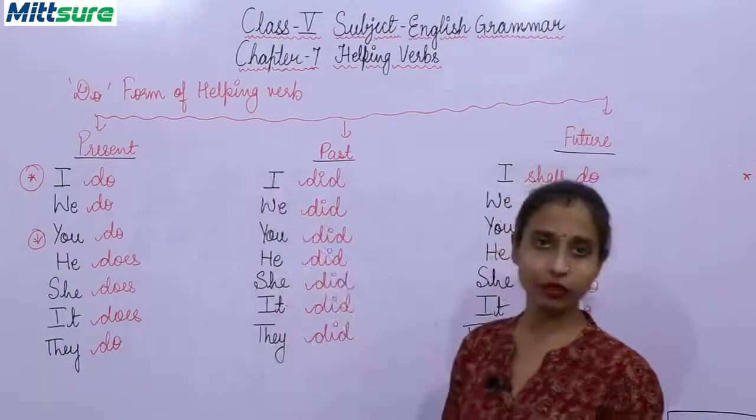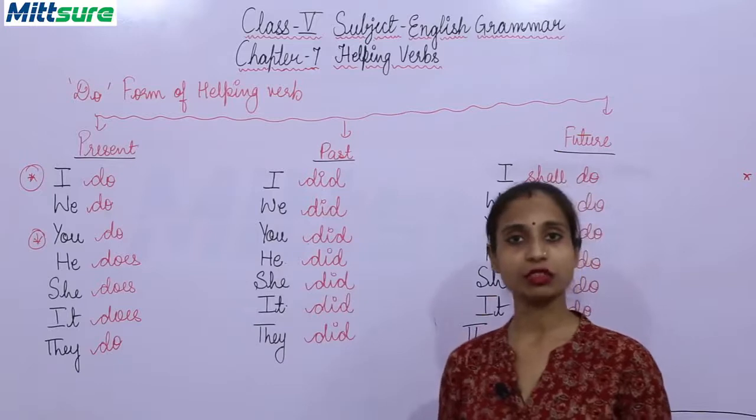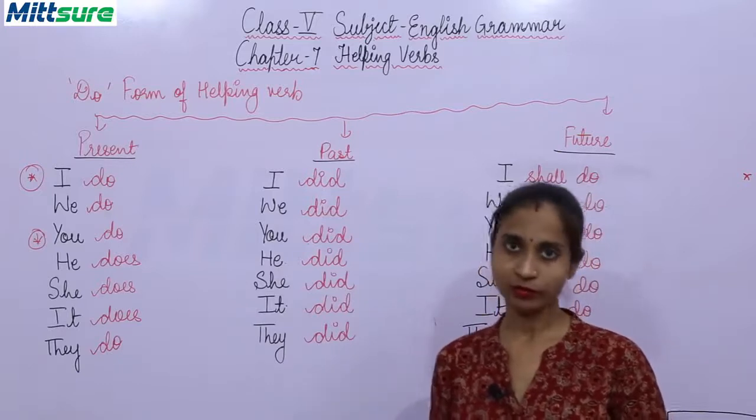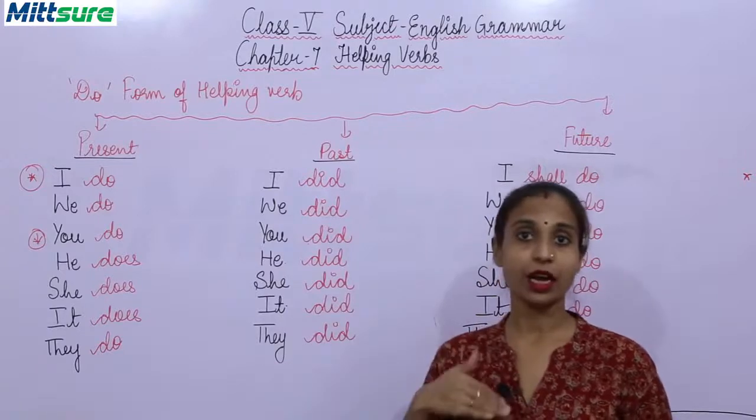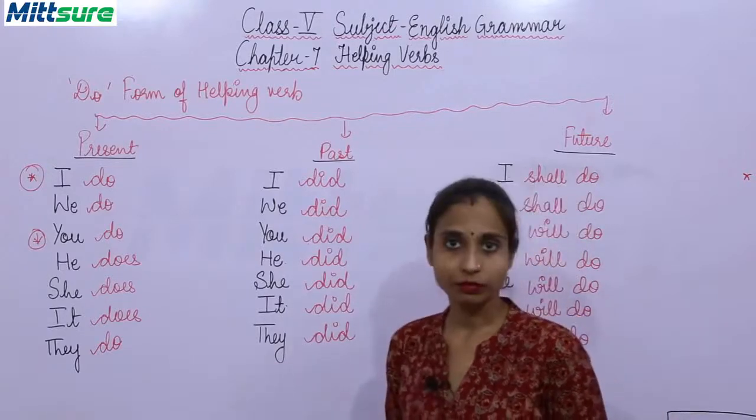What are do forms of verbs? Do forms of verbs tell you about the work. Fine. I will do my work. मैं मेरा काम कर लूँगा.